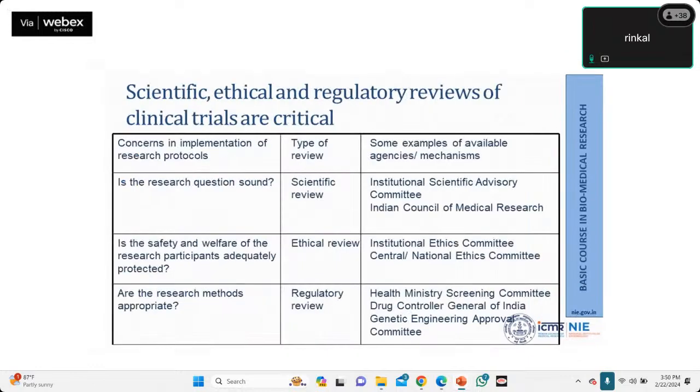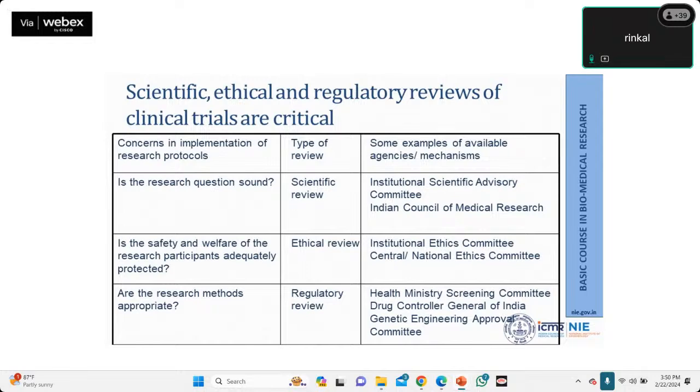Okay. So for clinical trials, 3 different kinds of reviews are to be done, and each has its own concern. So first is scientific review. That is primarily for whether the research question is appropriate or not, and whether the protocol or method is appropriate for the research question, to be considered by the scientific advisory or review committee. So it may be an institutional level scientific committee or maybe some other agencies like ICMR, depending on where you are submitting your protocol.